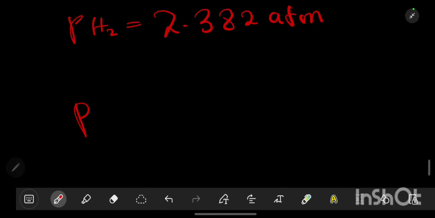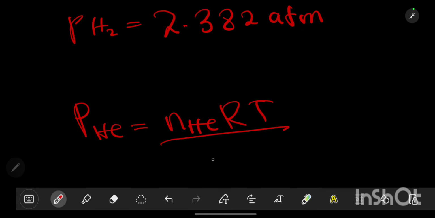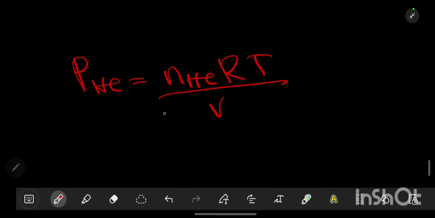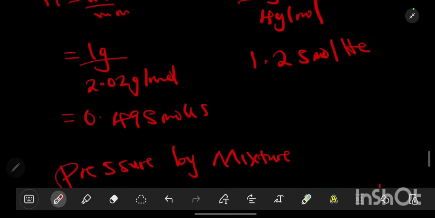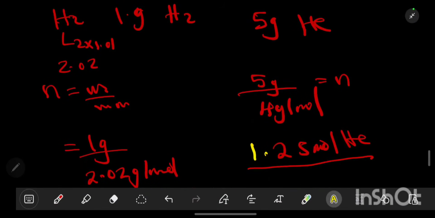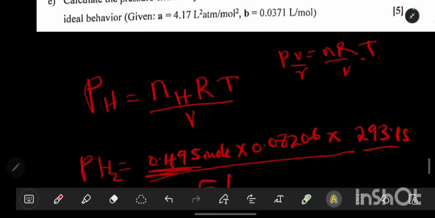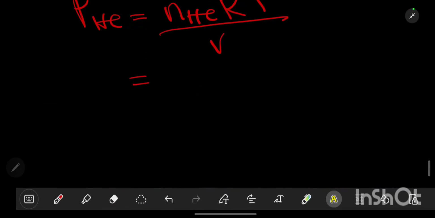Likewise, the partial pressure of helium will be equal to the number of moles of helium, RT over the volume. So as if it is alone, that is Dalton's law of partial pressure. In this case, we found the number of moles of helium, if you recall, it was 1.25. So we are going to put the 1.25 there.